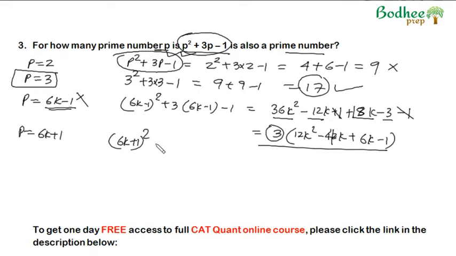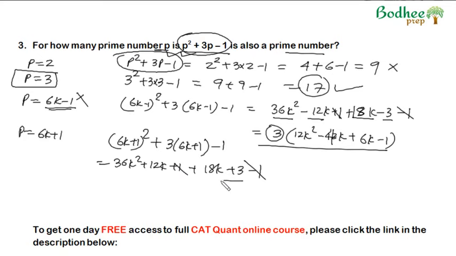So it will be (6k plus 1) whole square plus 3 times (6k plus 1) minus 1. Again if I open it, then it will be 36k square plus 12k plus 1 plus, this will be 18k plus 3 minus 1. So again we can cancel it out. Again we can see that all these terms are multiples of 3. So we can take 3 common and the rest of the things can be put here. So again 3 will be a factor of this particular expression.